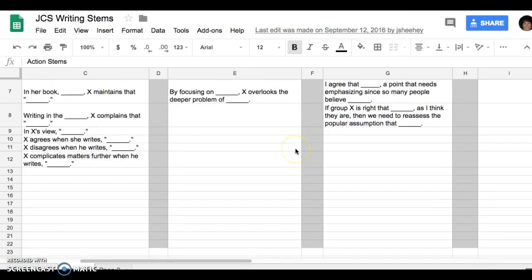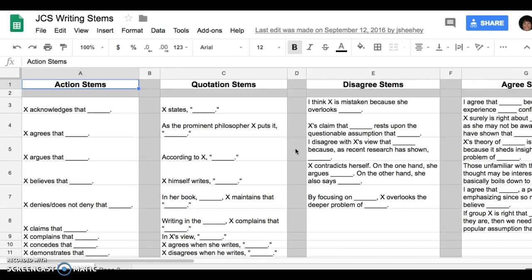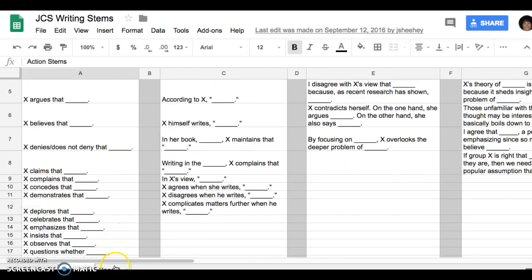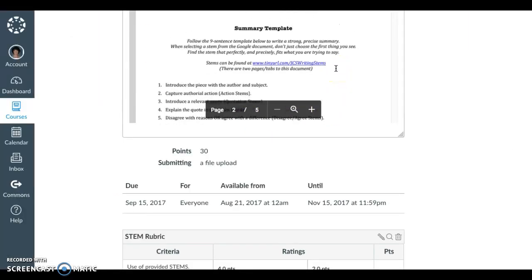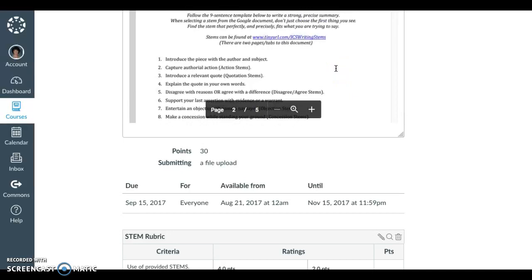Here is the objection stem. Now, where is it? This is where you go and you click at the bottom on page 2. I could not fit them all on one page, so they're on 2 pages. There's the objection stems, the same with the concession stem and the claims matter stem. So you will follow one of these. Again, you're only choosing one stem per sentence. So it's an assignment that you're only writing 9 sentences for. But as I said, there's a lot of many moving parts. So you want to make sure you follow the stems, because that's where your grade will come from.